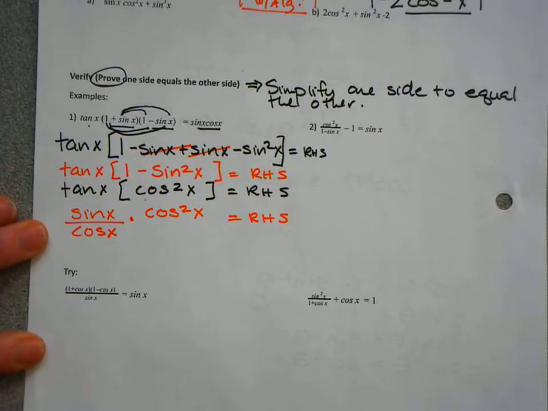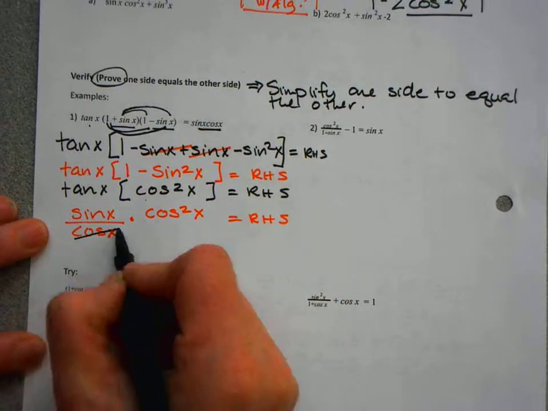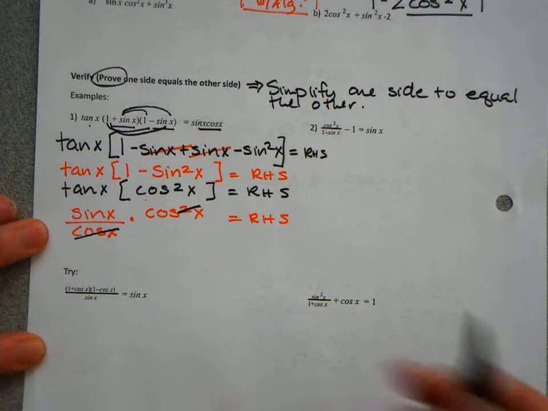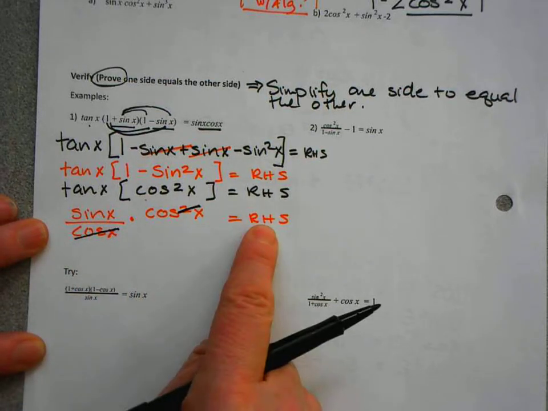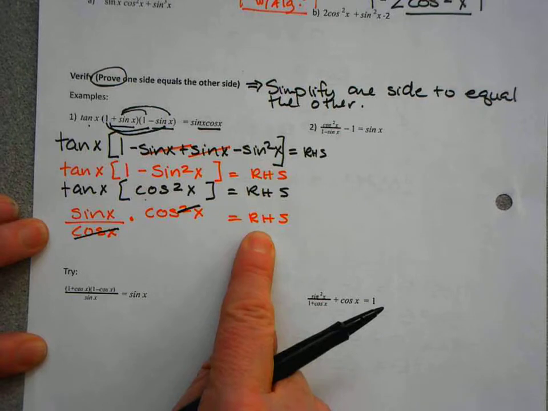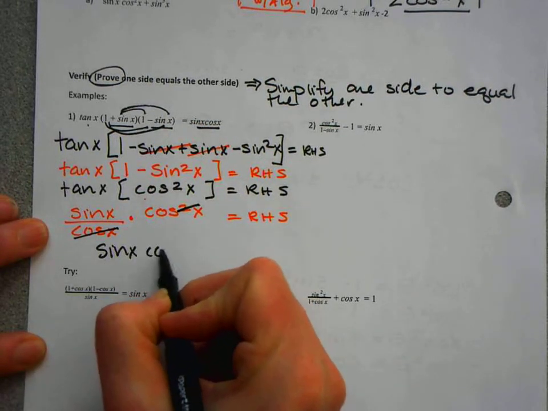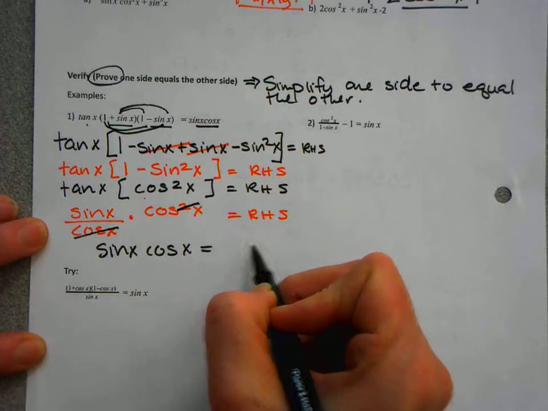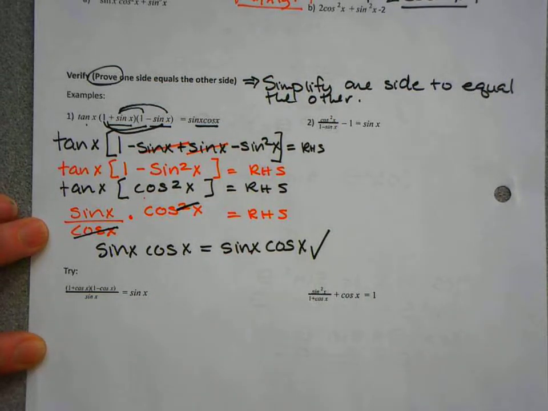Okay, now I look at this, and ooh, now it's coming into focus. One cosine will cancel, which will leave me with what I want. Sine x cosine x equals, ooh, let's pull this back down. Sine x cosine x. So I'm left with sine x cosine x equals, pull it down now, cosine x. This is called a verification.